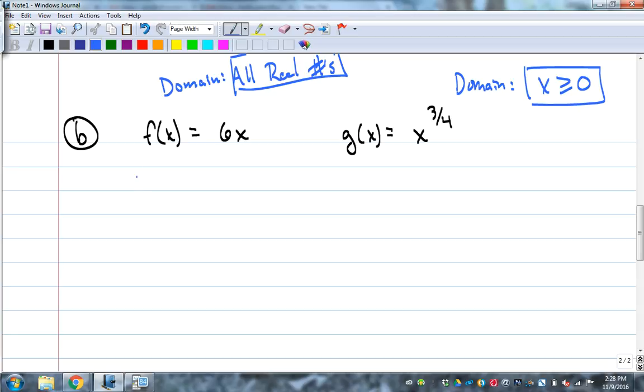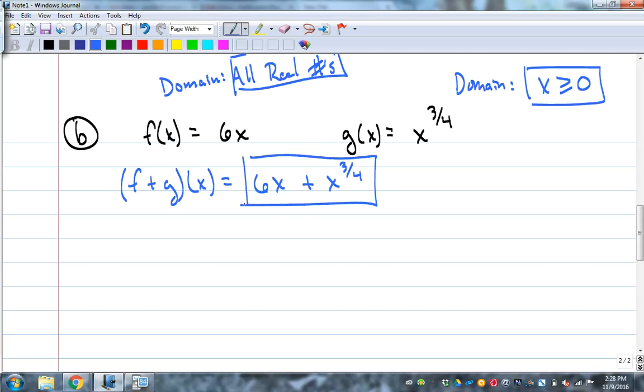It's pretty easy, especially with the addition and subtraction, because in order to add and subtract, you have to have what kind of things? You got to have like terms. Are these like terms? This is plain x, that's x to the 3/4. They're not like terms. There's nothing you can do to make them like terms. That's the answer.